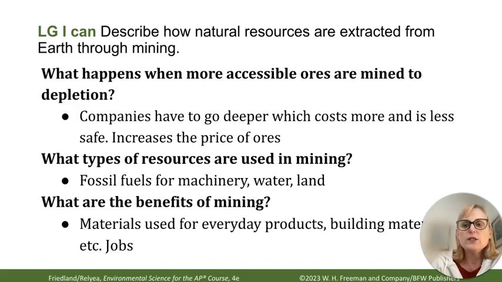Okay, so a few things to know. What happens when more accessible ores are mined to depletion? So accessible means not as deep under the ground, easier to extract. So when the convenient ones are gone, companies have to go deeper. So this costs more to go deeper, and it's also less safe, and it increases the price of the ores and whatever goods that we are making from those ores, whether it's precious metals for cell phones or graphite for pencils, whatever it is, the prices of those objects are going to increase.